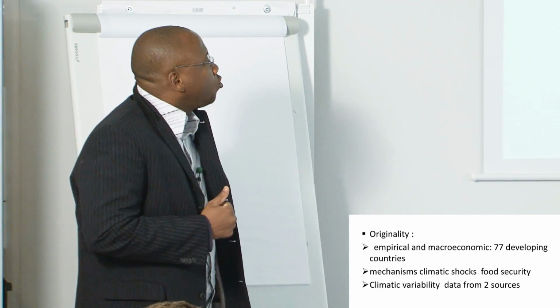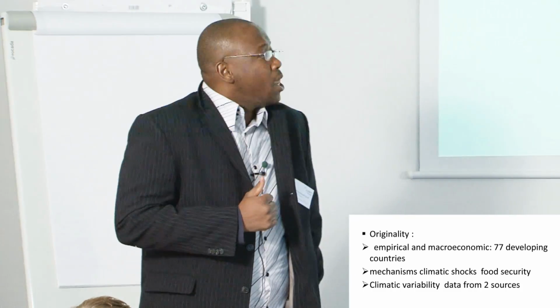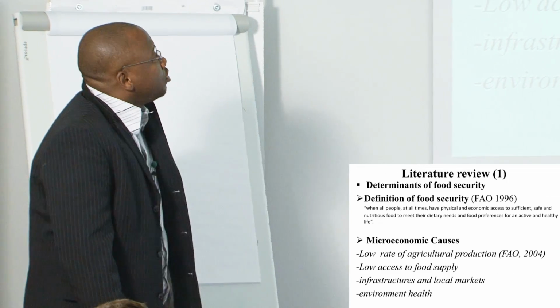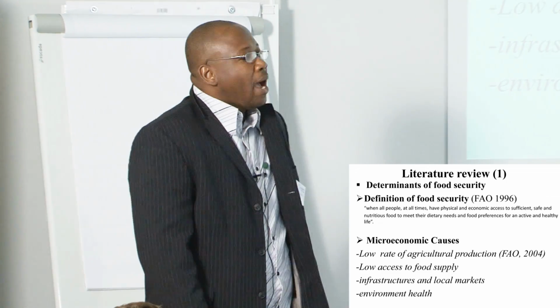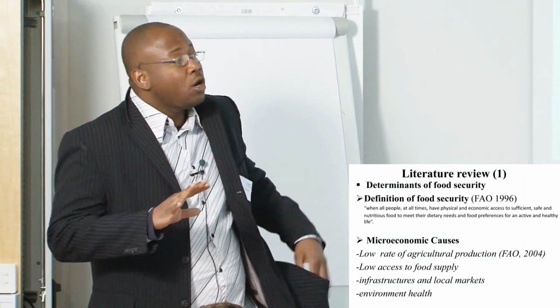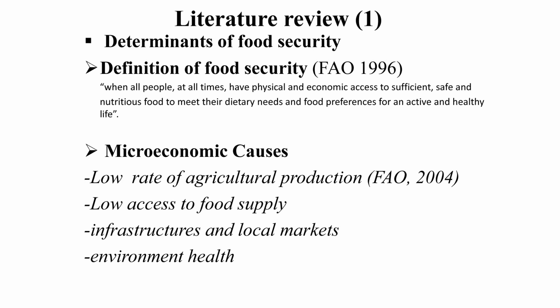And we will use two climatic variability indicators. In the literature, there are many definitions of food security, and we will use the definition of FAO: when all people at all times have physical and economic access to sufficient, safe, and nutritious food to meet their dietary needs and food preferences for an active and healthy life.